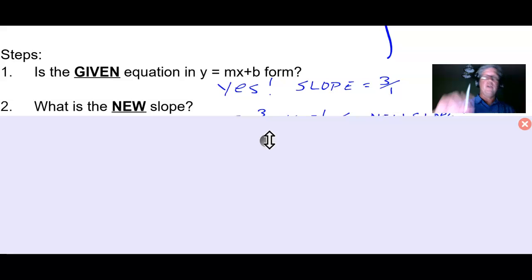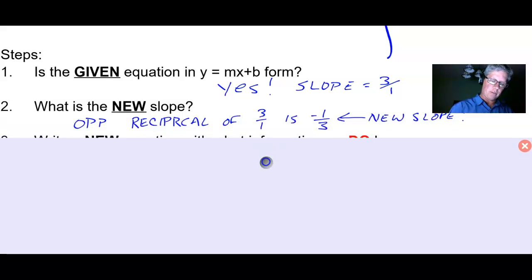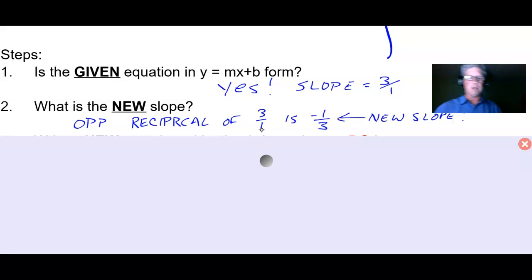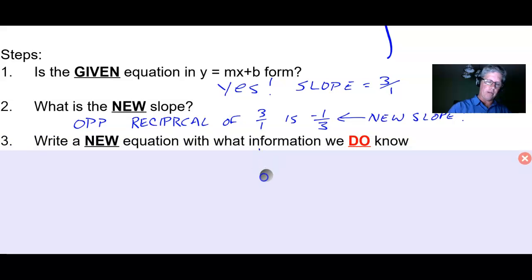So what do we do? The opposite reciprocal, or we flip it and switch it. So the reciprocal of 3 over 1 is, we flip it, put the 1 over the 3, and change the sign. If it was positive, let's make it negative. Now we have our new slope. We are ready to move on.